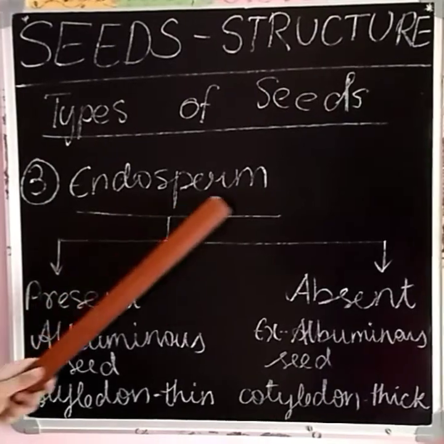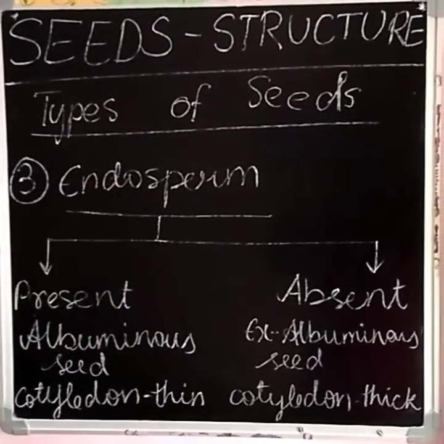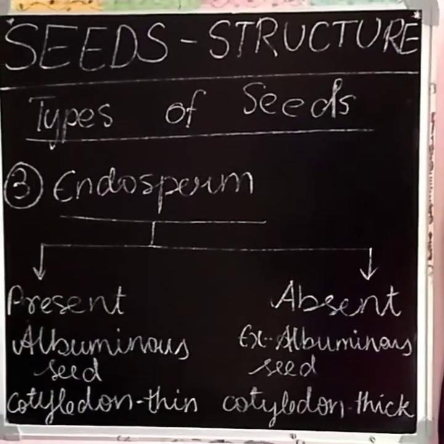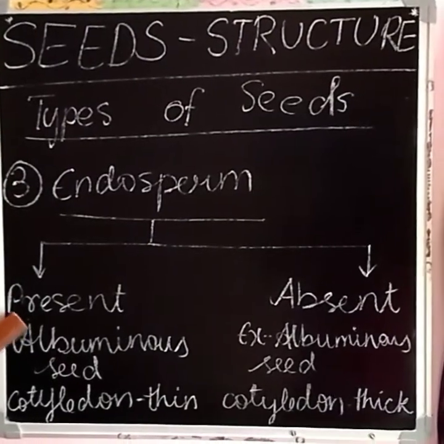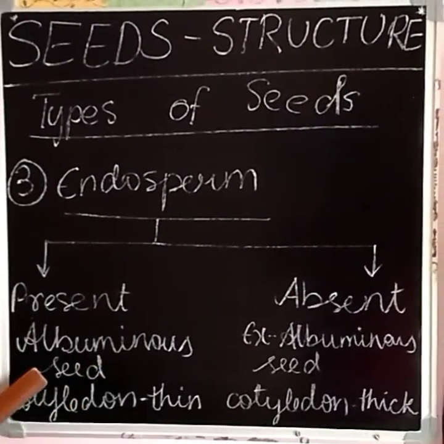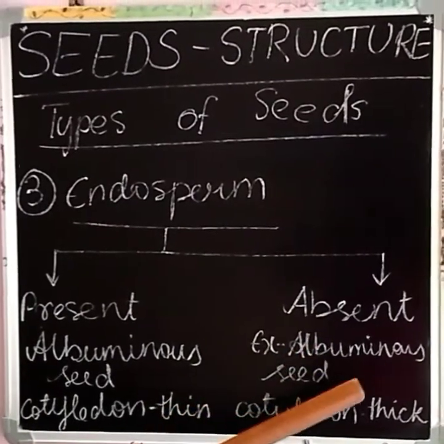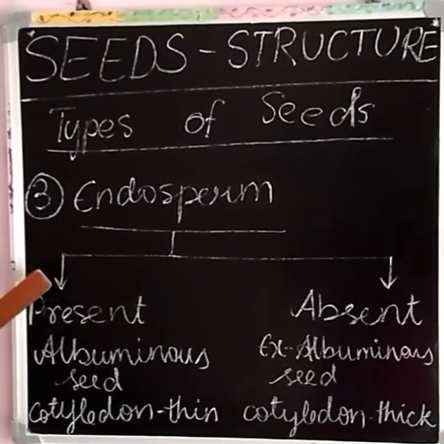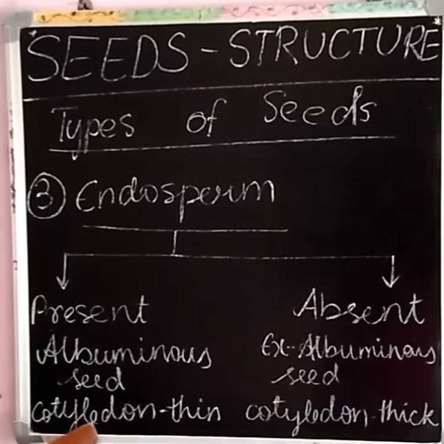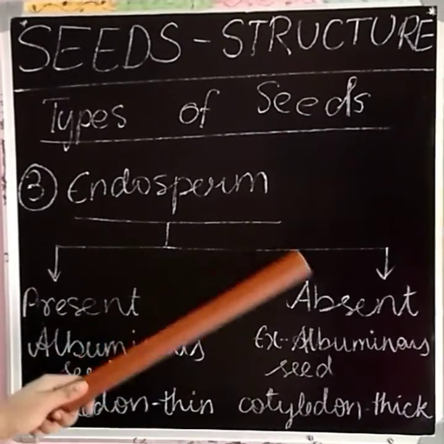The third one is endosperm. Endosperm is present or endosperm is absent. If endosperm is present, it is an albuminous seed. If endosperm is absent, you will call it an ex-albuminous seed. If endosperm is present, the cotyledon is thin. If endosperm is absent, the cotyledon is thick.